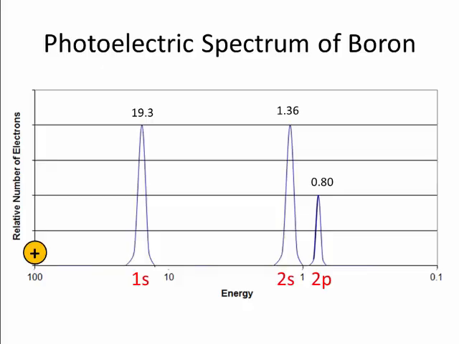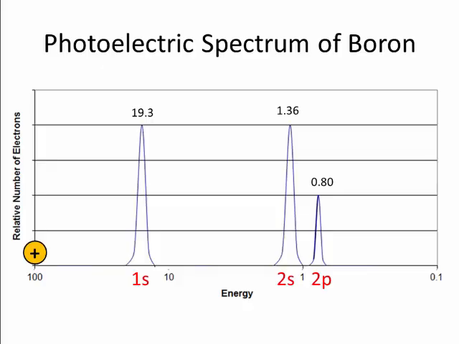So do peaks on a PES represent principal energy levels or sublevels? Each peak represents a different sublevel. And what do the peak heights tell us? That's the relative number of electrons at that energy.